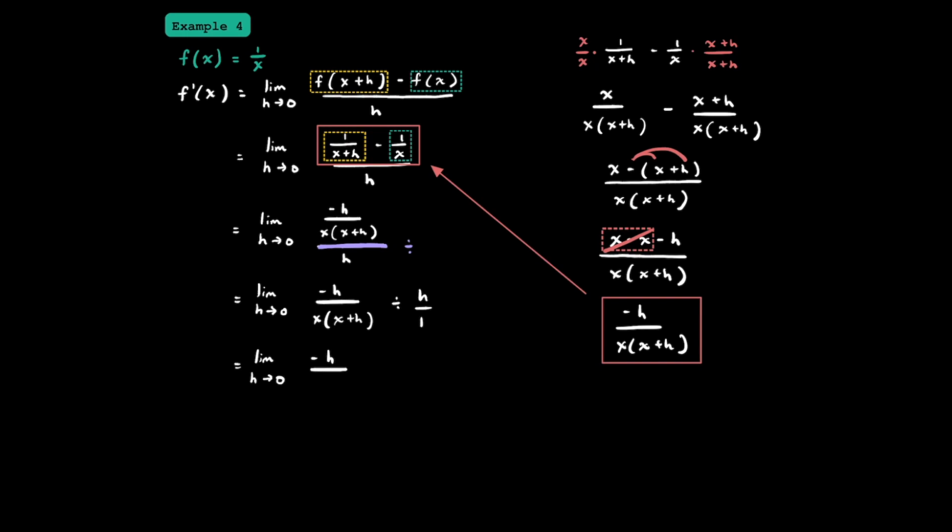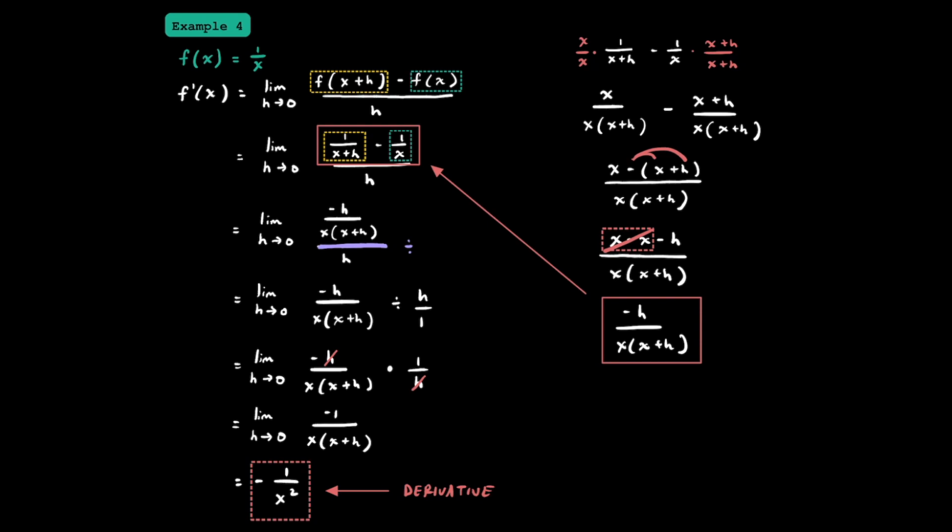Remember that when dividing fractions, we actually can multiply by the reciprocal. If we do that here, we can rewrite this as negative h over x times the quantity of x plus h times 1 over h. Since we're multiplying here, we can cross-cancel these h's. Here we can write the limit as h approaches 0 of negative 1 over x times the quantity of x plus h. Since we know h is approaching 0, we're going to substitute in 0 for h here. We're going to get negative 1 over x times x, or just x squared. Negative 1 over x squared is our derivative of f of x is equal to 1 over x.